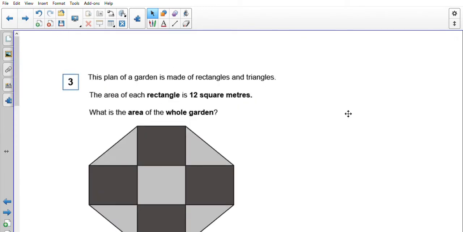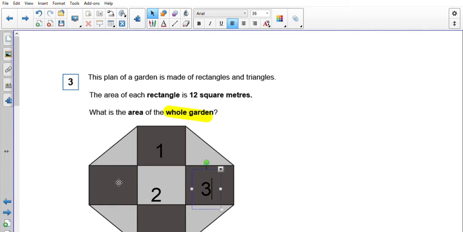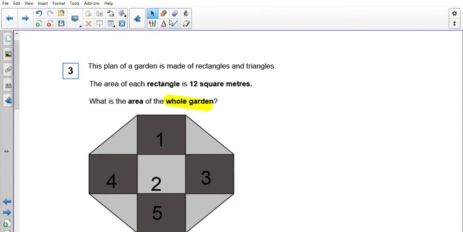Question number 3. The plan of a garden is made of triangles and rectangles. The area of each rectangle is 12 square meters. So each rectangle, regardless of color, is 12 square meters. It's a pretty large garden. What is the area of the whole garden? Okay, well, let's just do a little count here then, shall we? We've got 1, 2, 3, 4, 5. But then I've got other bits on the side here. And if I draw, I wonder if I can draw a shape? I don't know if I can.